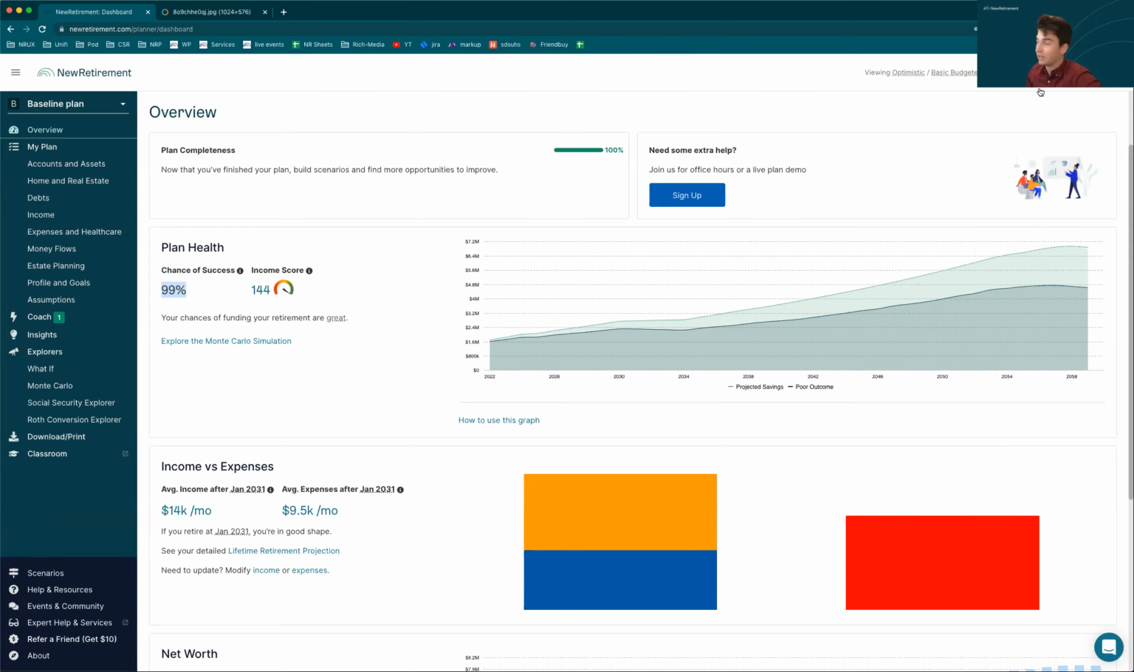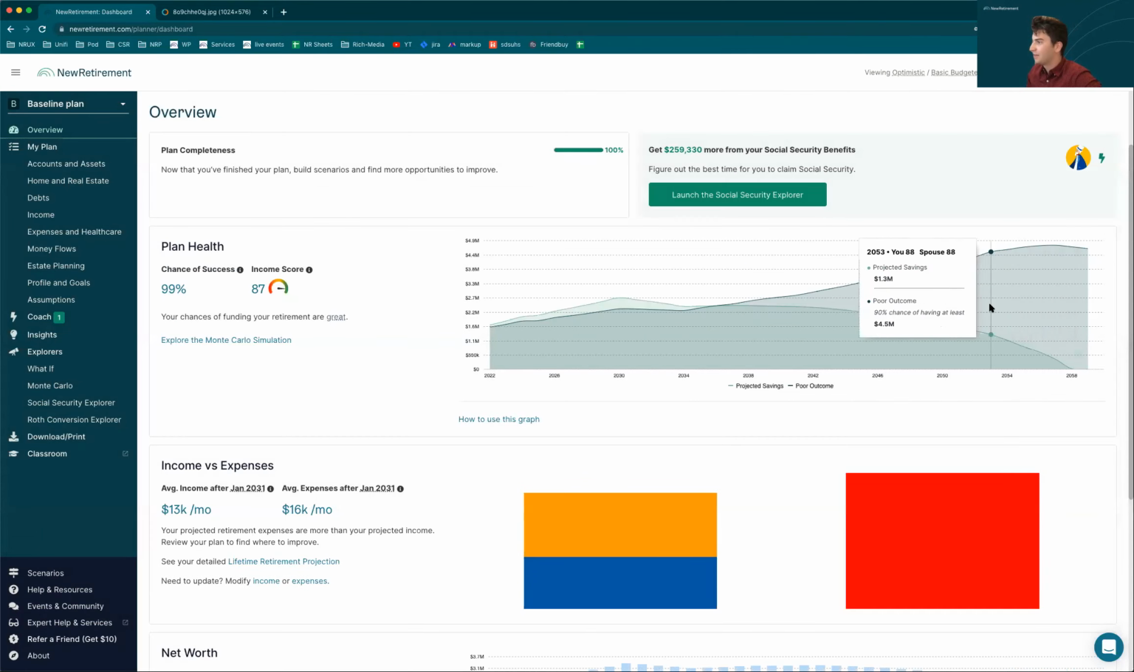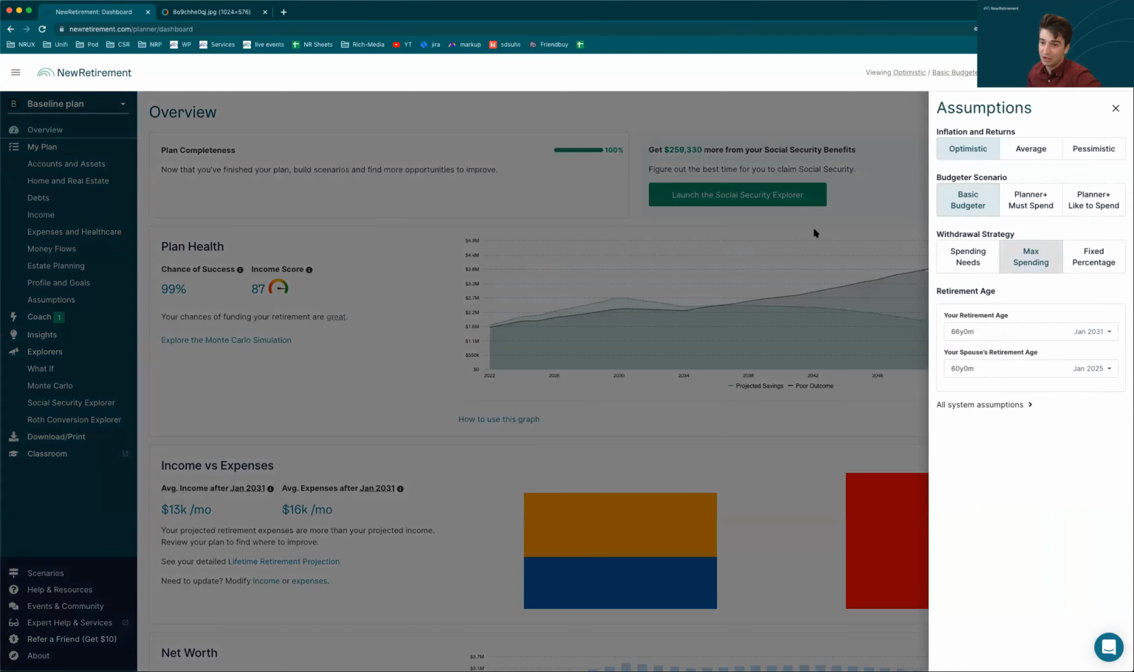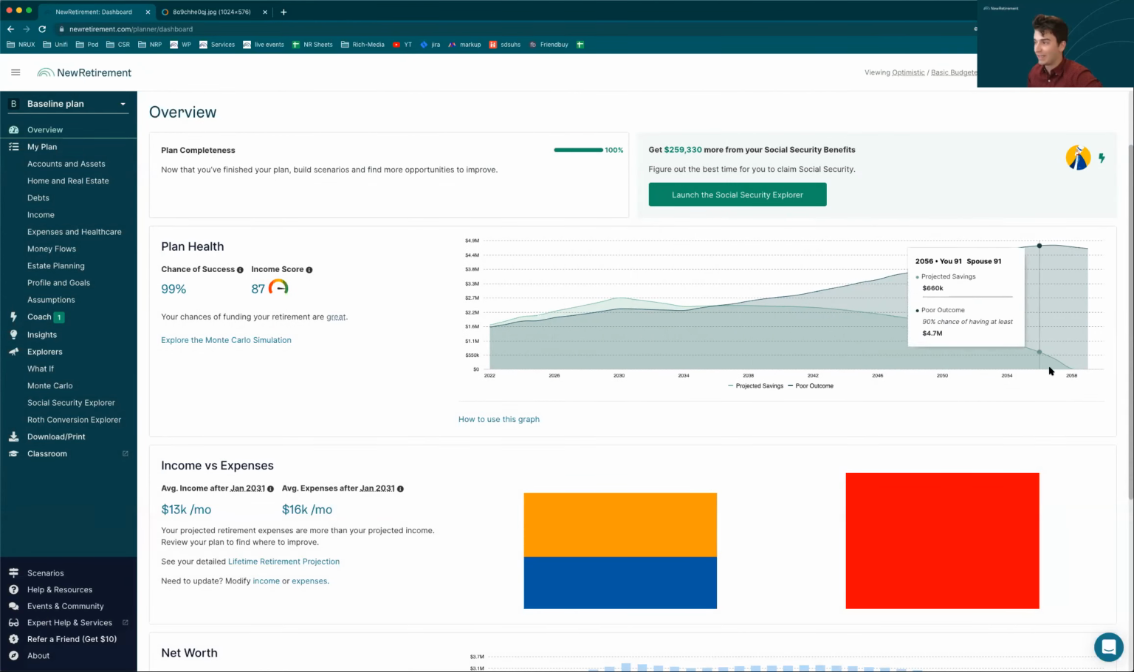As a side point, if anyone is like, uh-oh, my poor outcome is greater than my projected savings, what's going on? It's probably because you have max spending on. The projected savings, which is linear, will try to get to $0 or whatever your legacy goal is, while Monte Carlo will just still do its thing.